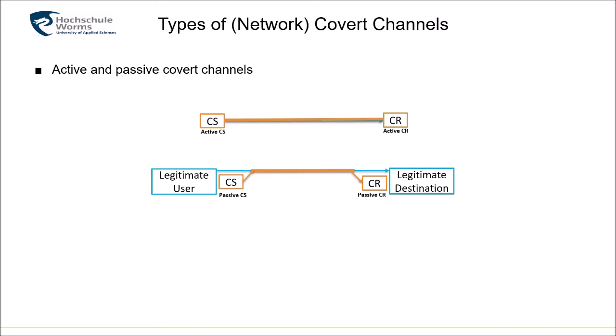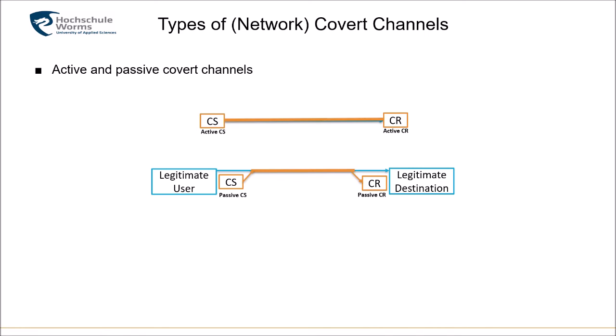There are also reversibility methods where the passive receiver would restore the original traffic. And that's a capability that is specific to passive covert channels. So the covert receiver would try to restore the original traffic and then forward it to the legitimate destination, so that the legitimate destination does not see the covert channel content anymore.